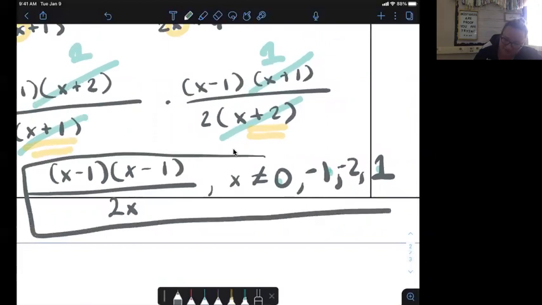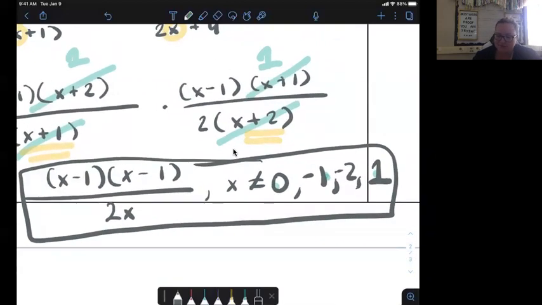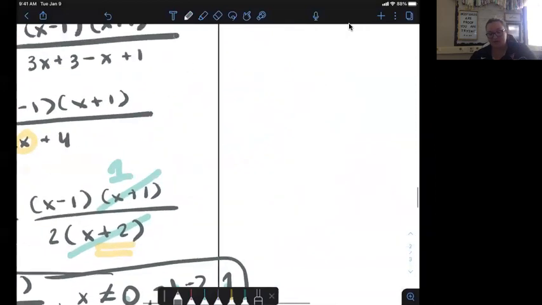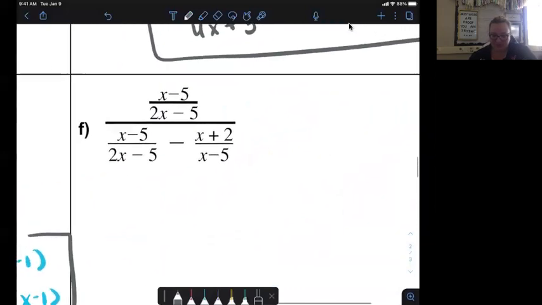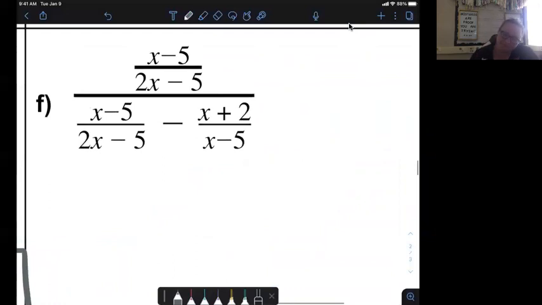(x minus 1) times (x minus 1) all over 2x, and x can't be 0, negative 1, negative 2, and 1. All right, so now I want you to try one of these more complicated problems on your own, all by yourself. So part F, do (x minus 5)/(2x minus 5) all over, so all of that's being divided by (x minus 5)/(2x minus 5) minus (x plus 2)/(x minus 5). Go ahead and give that a shot. Press pause and press play when you're ready to check your work.